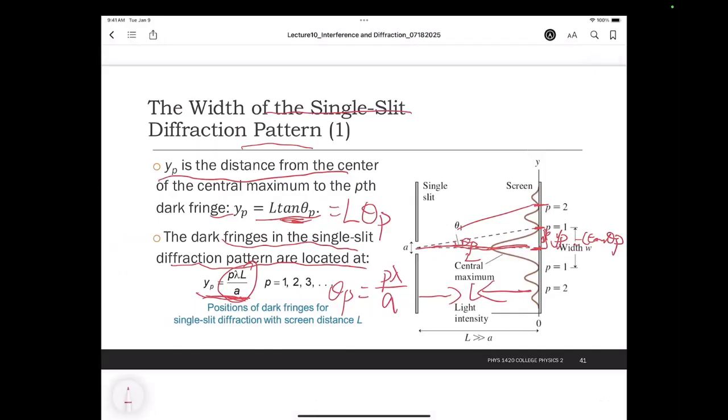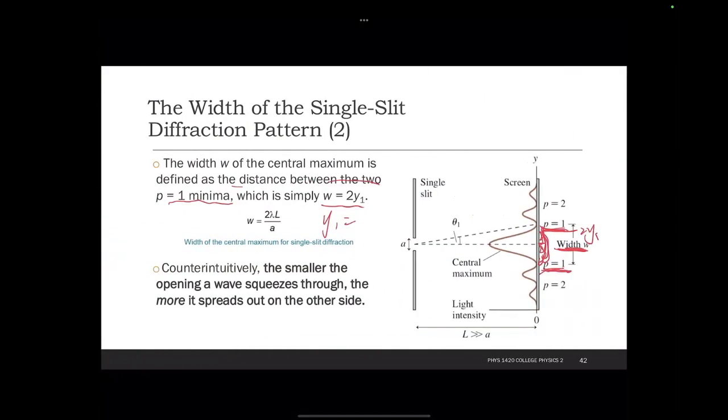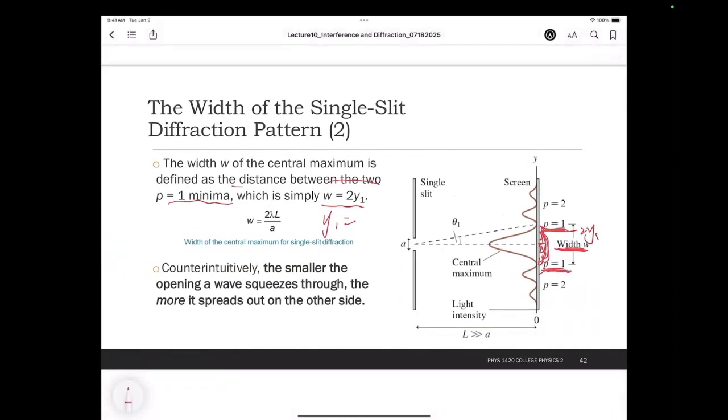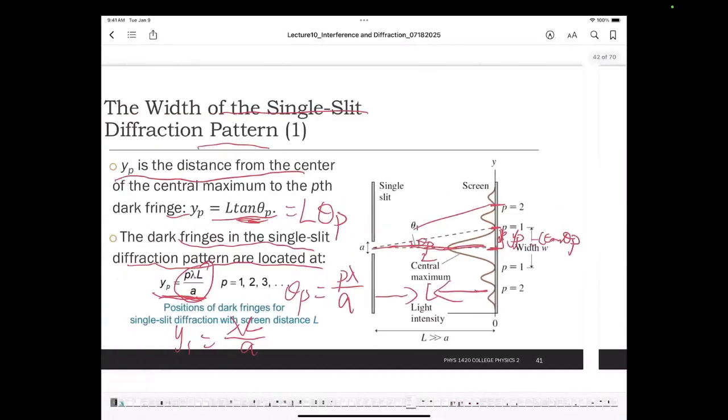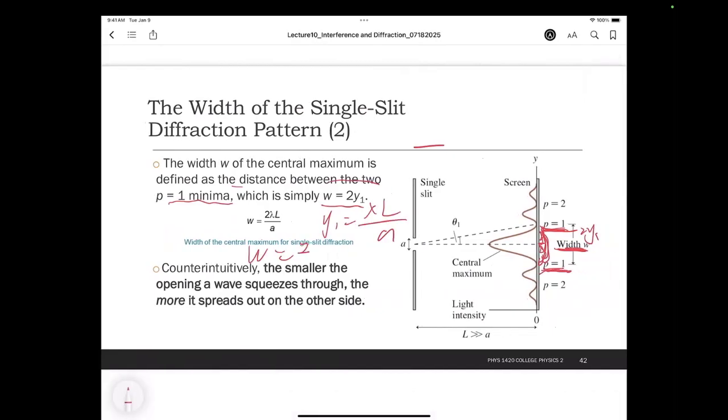Here we know y1 equals lambda L divided by A, am I right? So W equals 2 lambda L divided by A. This is the width of the central maximum for single slit diffraction. Does it make sense to you?